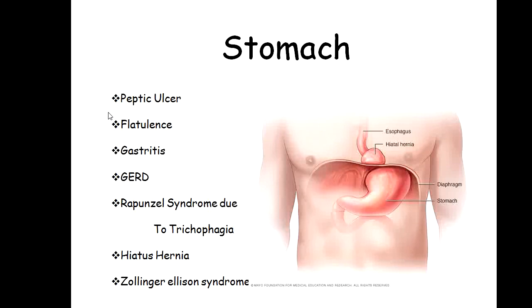Gastritis is simply the inflammation of the gastric layer. The inflammation of the stomach is called gastritis. Gastritis can also happen in the peptic ulcer. Gastritis is the inflammation of the gastric layer of the stomach.